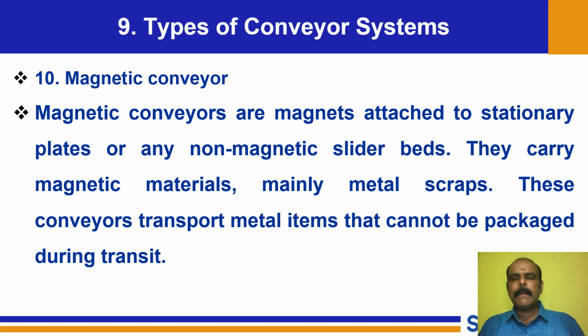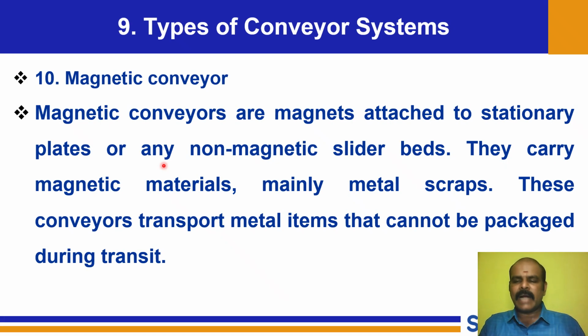The next, magnetic conveyor. See, magnetic conveyor, the term itself tells we are going to have magnets that are attached to stationary plates. Some plates are there on which you can go ahead with the magnets. So what happens, any magnetic particle is going to come and it is going to get stuck onto the platform, then we can go ahead with it. At the end where we wanted to unload, we can demagnetize.